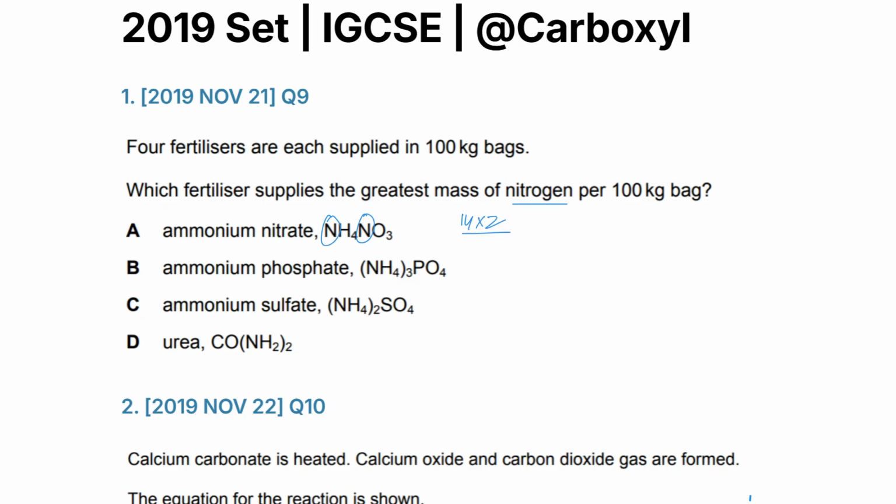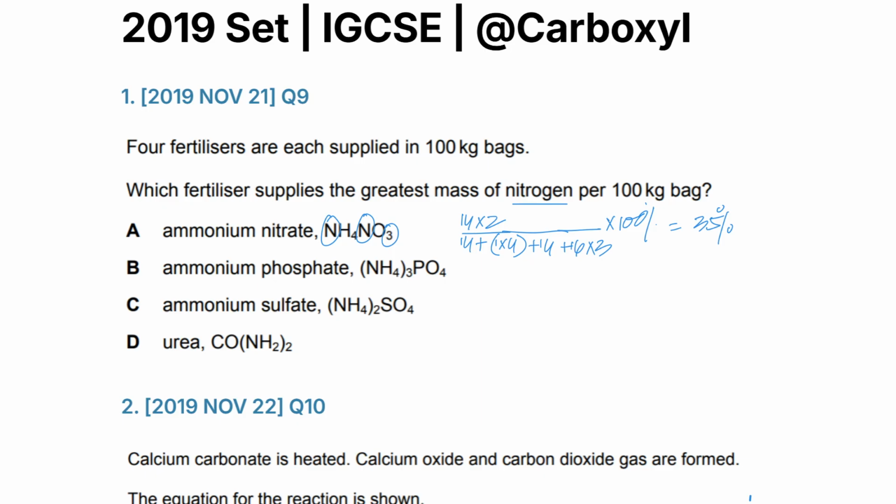So divided by 14 plus hydrogen is 1 and you have 4 hydrogens, so 1 times 4, plus you have another 14, and then oxygen is 16, times 3 because you have 3 O's right here, and then times 100% to calculate the percentage. So 28 divided by 28 plus 4 plus 16 times 3, multiplied by 100. That gives me 35%. So A has 35% by mass of nitrogen.